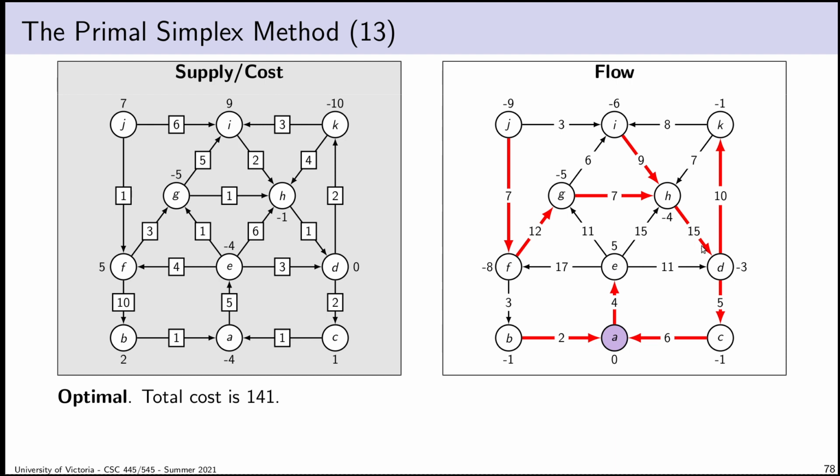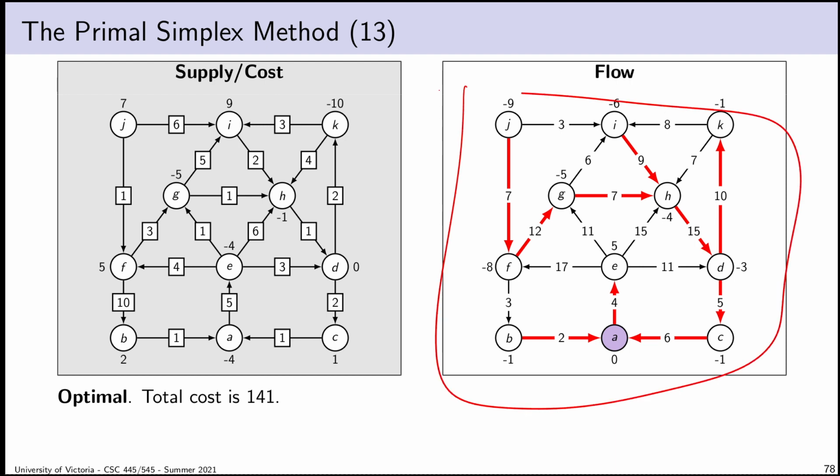Everything, all of my dual slack variables, all of my primal flows, they are all non-negative. Therefore, I know beyond a shadow of a doubt that this is an optimal solution for this network, this minimum cost network flow problem, and the total cost is 141.